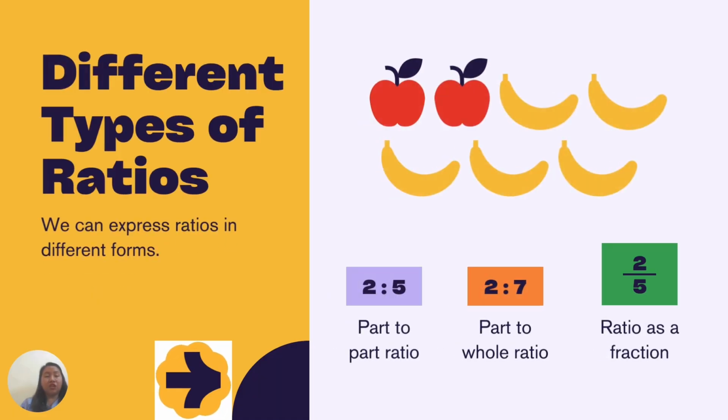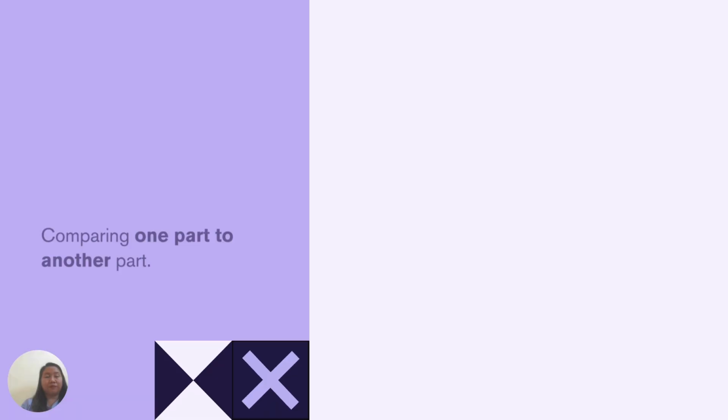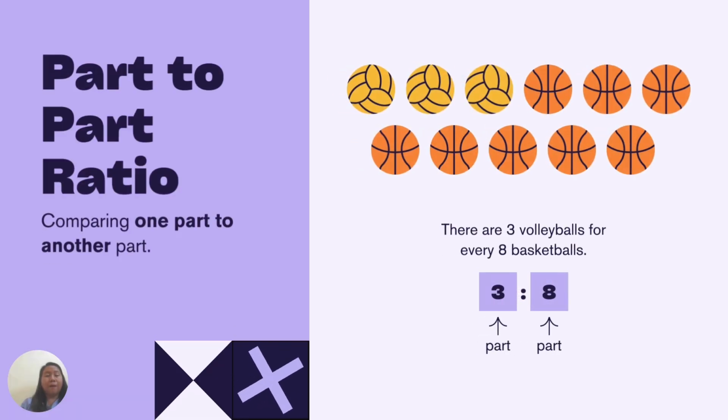Different types of ratios. We can express ratios in different forms. The first form is the part-to-part ratio. The next form is the part-to-whole ratio. And the last one is the ratio as a fraction. Part-to-part ratio: comparing one part to another part. There are 3 volleyballs for every 8 basketballs. So we have here the part 3 and the part 8.